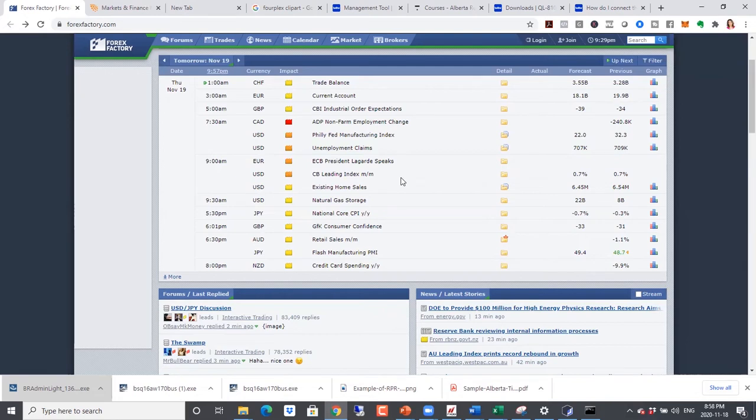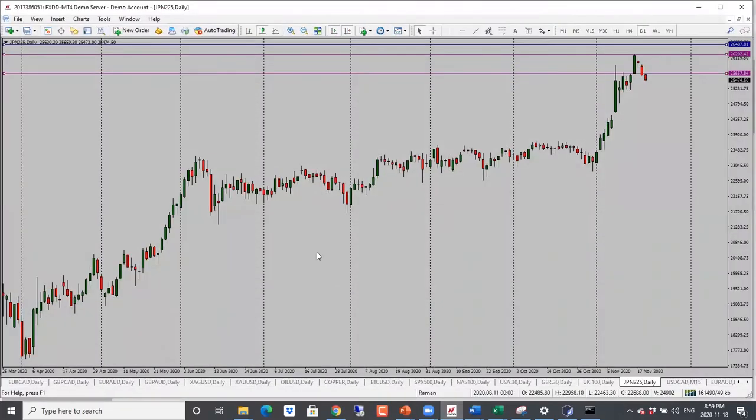We also have ECB's Lagarde speaking. Although she has spoken several times before, so we shouldn't see too much of an impact unless she says something we haven't heard before that could have an impact on the market. But right now, the main focus again is the number of virus cases and the impact on the economy from all the restrictions that are being put into place. All right, so let's take a look at our charts here.